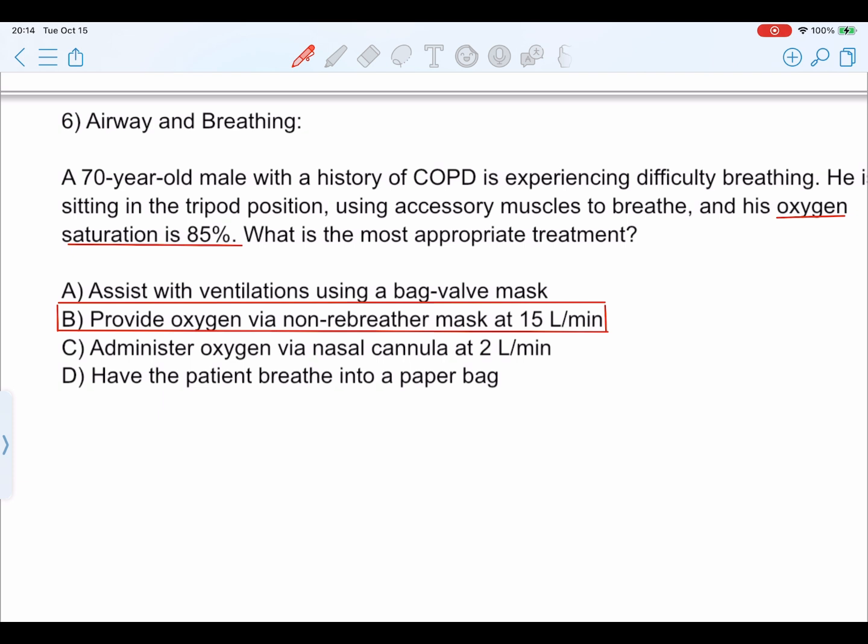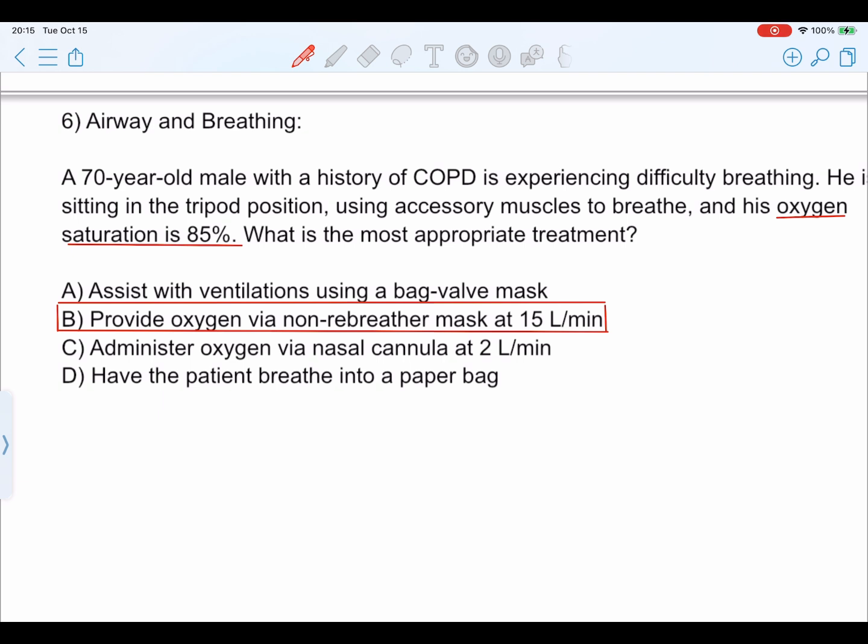A 70-year-old male with a history of COPD is experiencing difficulty breathing. He is sitting in the tripod position, which is bent over, hands on your knees, for those of you who don't know, using accessory muscles to breathe. And if you don't know what that looks like, the bottom part of your chest wall is going to be expanding when it should be the upper part that expands out while you breathe. That's what accessory muscles is. And his oxygen saturation is 85%. What is the most appropriate treatment?